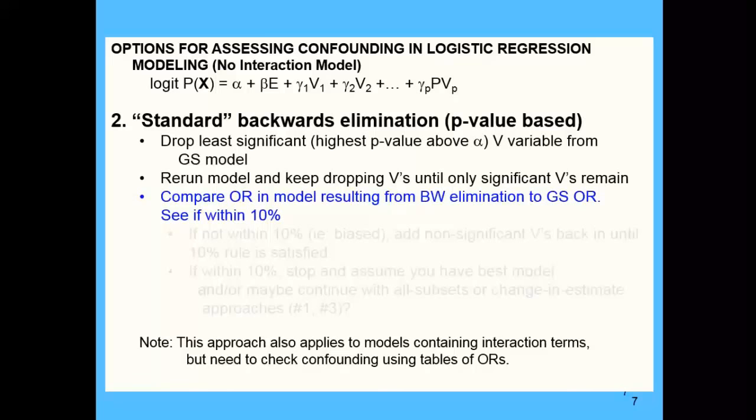Well, what you have to do, if it's a no interaction model, what's the formula for the odds ratio if the E variable is a 0, 1 variable? It's E to the beta. So you compute E to the beta for that model that has the 3 V's in there, and you compare that E to the beta to the E to the beta in what model? The gold standard model. And when you ask, is the E to the beta in the reduced model after backward elimination within 10% of the gold standard E to the beta?